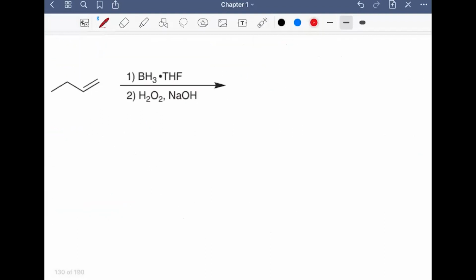So for this example, let's look at our carbons over the double bond. This has a secondary and this has primary. We want to add to the least substituted carbon. So our OH group will end up on that primary carbon over that double bond.